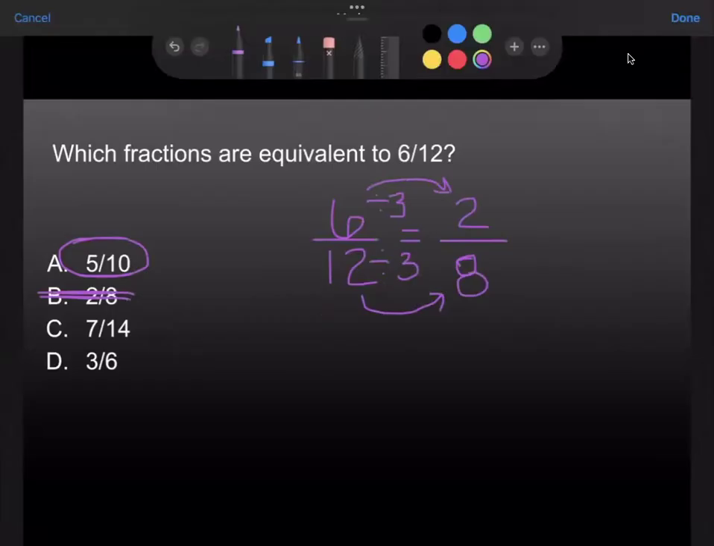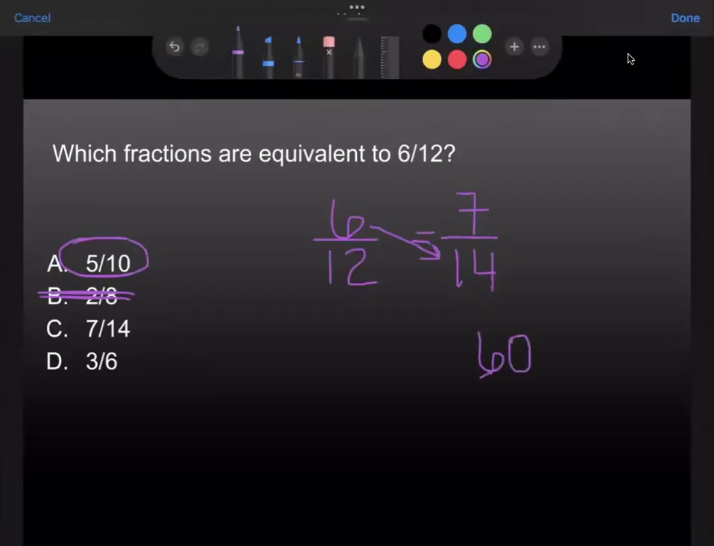Okay, I'm going to go ahead and clear up this one. Okay, next one is 7 over 14. Again, a little bit tougher because I can't really do 6 times something to get 7 or 12 times something to get 14. So let's do cross product. I'm going to multiply 6 times 14, which I don't know off the top of my head, but I do know that 6 times 10 is 60 and 6 times 4 is 24. So if I add those together, I get a 4 here and an 8 here.